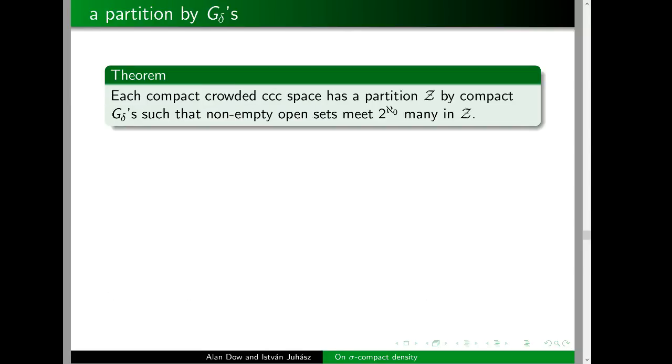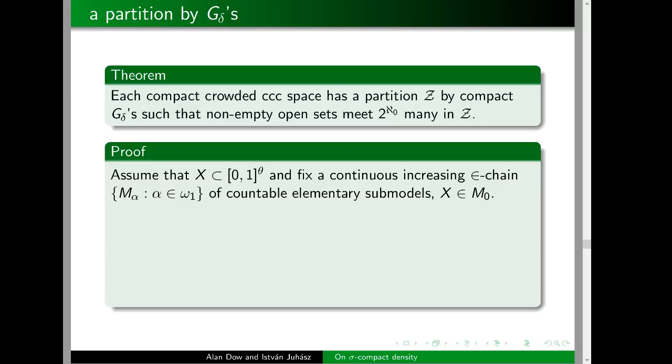All right, well here's the main tool. Each compact crowded, no isolated points, CCC space can be partitioned into compact G deltas such that every non-empty open set meets c many members of the partition. So there's a partition by compact G deltas, and every non-empty open set meets c of them. This has nothing to do with density. This might be of independent interest. Maybe, I don't know.